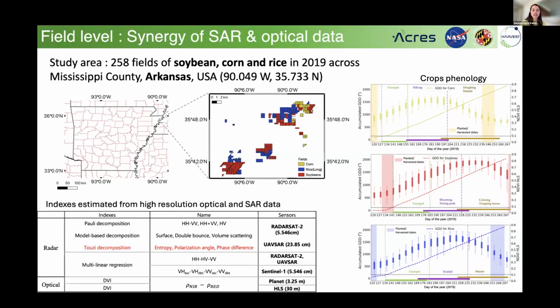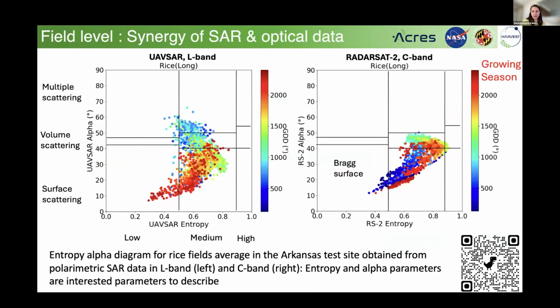So I had three different types of radar data and two different types of optical data for three crops: rice, corn, and soybean. I'm not going to go into detail again on this study, so you can find the paper if you are interested in this kind of thing. But what we can see is that we identified interesting parameters from SAR data: entropy and alpha parameters, which show the texture of your fields, the texture of the plant.